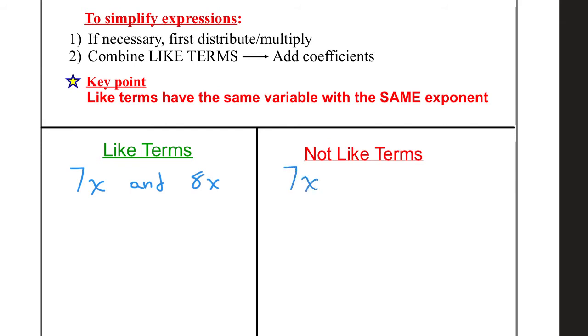Let's use 7x and 8y. So what's different here? It's the same coefficients, the same numbers up front, but notice these are different variables.